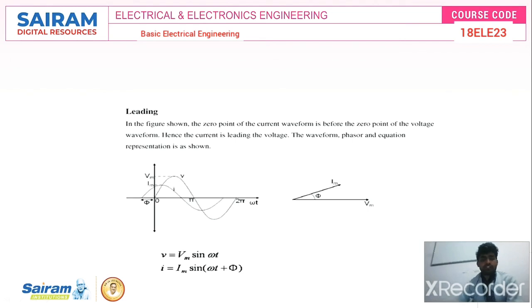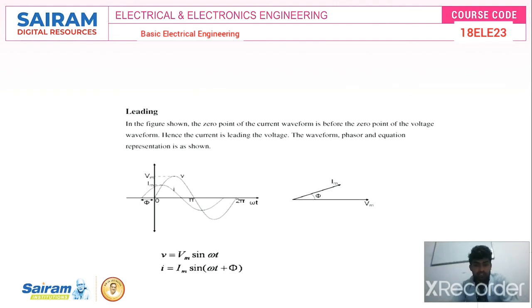Next, there's a leading phase. Current leads the voltage by an angle phi. In this current leading in the capacitor, the equation becomes v = Vm sin omega t, i = Im sin(omega t plus phi), because current leads the voltage by an angle phi. See, the phi angle is here. So this is the leading phase from the phasor representation of alternating quantity.